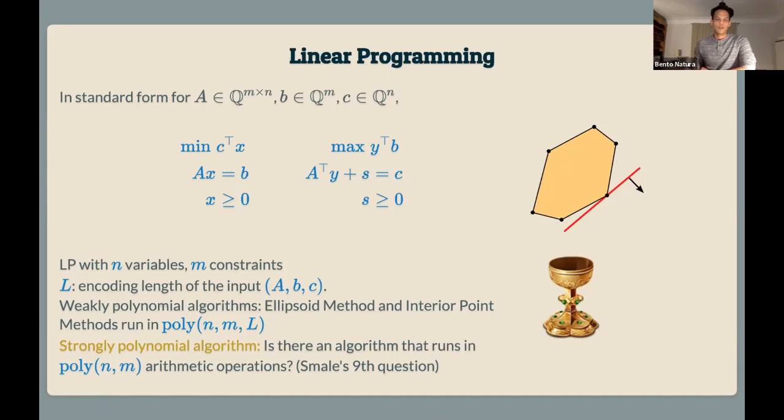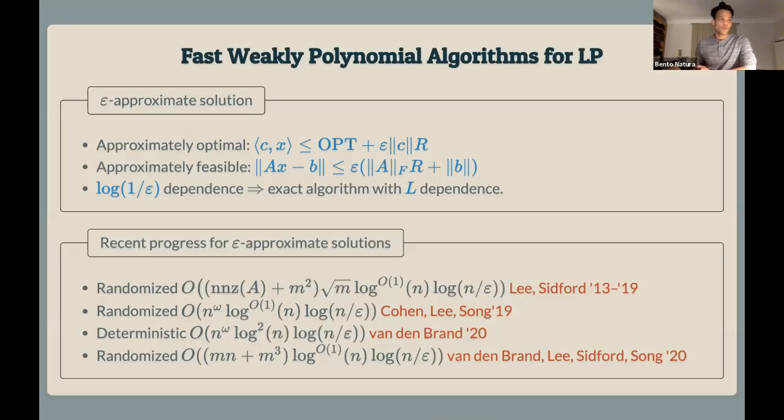In recent years, we had big progress regarding approximate solvers. So an epsilon approximate solution would be that we have an approximately optimal solution, an approximately feasible solution, and all that in dependence on the logarithm of 1 over epsilon. And there we have, as you see in the lower box, in the last decade, deterministic and randomized solvers depending on the sparsity of the matrix and on the relationship between m and n.